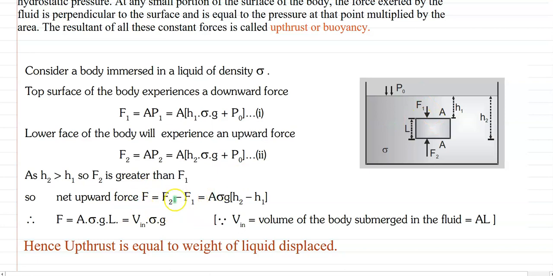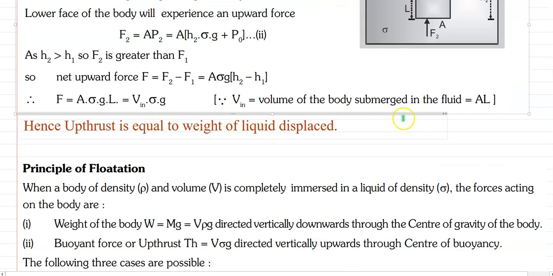So the net upward force is F equals F2 minus F1, which is A sigma g (H2 minus H1), where sigma is the density of the liquid. That means force equals V sigma g, where V is the volume of the body submerged in the fluid, which equals A into L, where L is the height and A is the cross-sectional area. Hence, the upthrust is equal to the weight of the fluid displaced, that is, V sigma g.